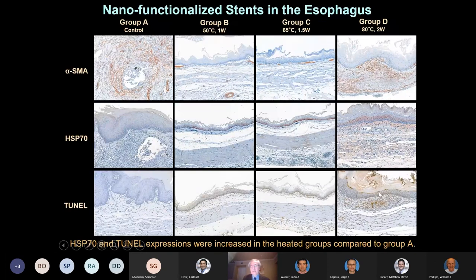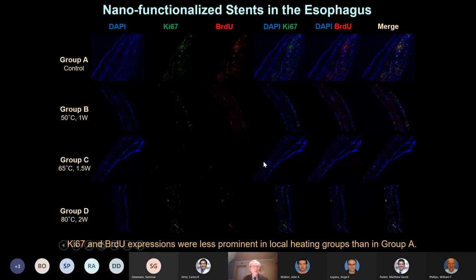You can see just the yellowish color. That is heat shock protein and also TUNEL expressions. So there are more in comparison with the control group. This is Ki67, and this is BrdU expressions. You can see the Ki67 and the BrdU expressions were less prominent in local heating group than in control group.